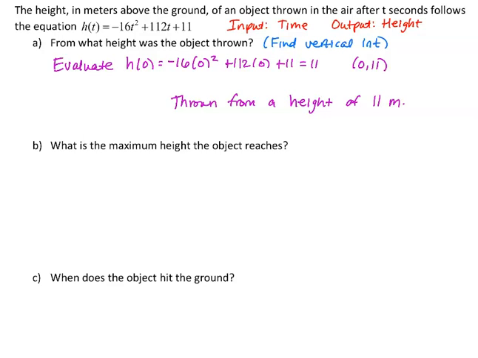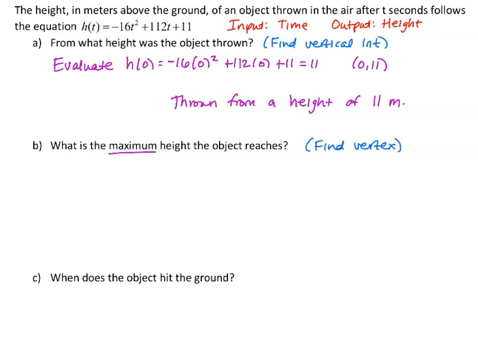The second part says, what is the maximum height that the object reaches? So if you try to picture what the graph of this function would look like, it's a quadratic function, so it's a U-shaped graph, but our value of a is negative, which means it's an upside down parabola, so it opens facing downward. And so the maximum height is going to happen at the vertex of our function. So when it asks us to find the maximum height, it's really asking us to find the vertex.